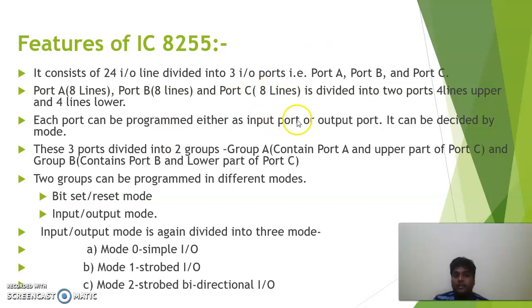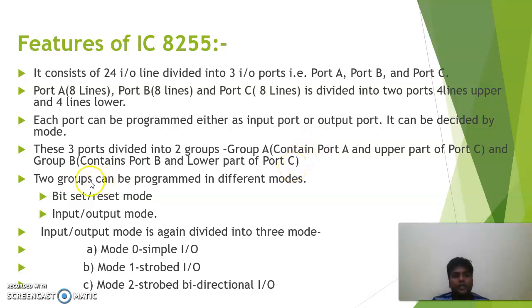Group A basically contains port A and the upper part of port C. As I earlier told you, port C is divided into two parts: the first one is the upper part and the next one is the lower part. So group A contains port A and the upper part of port C, that is the four upper lines of port C. And group B contains port B and the lower part of port C. Is it clear to all?